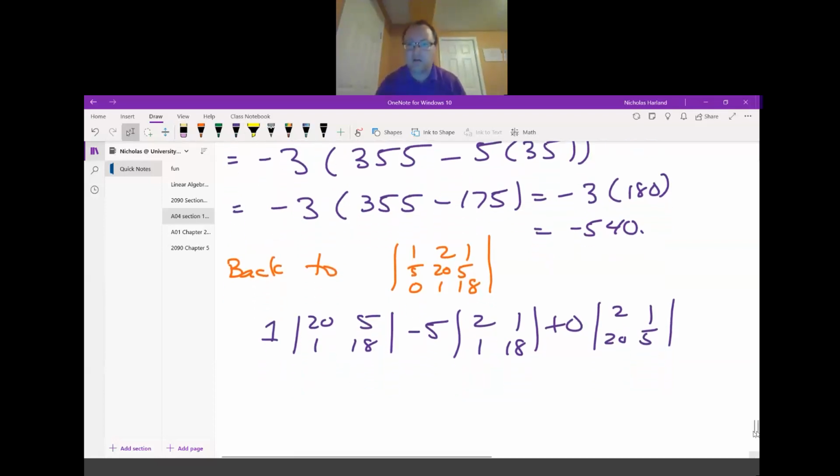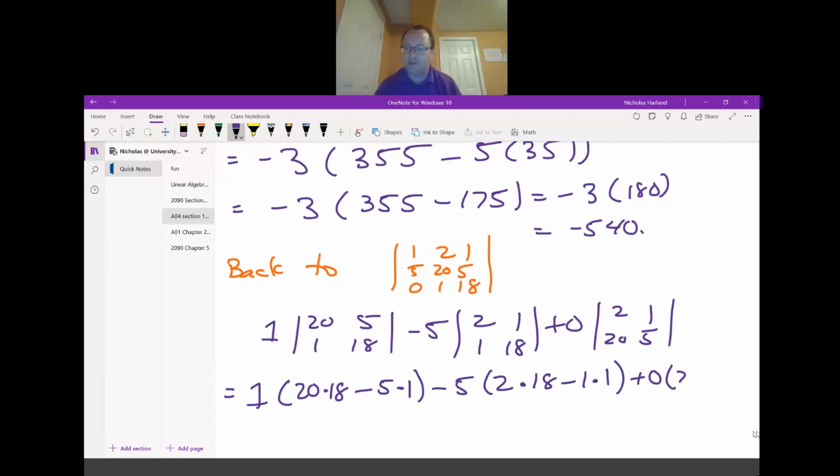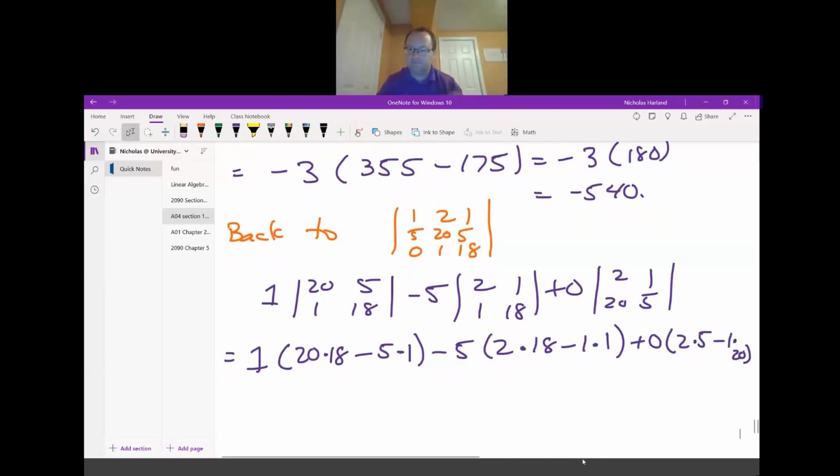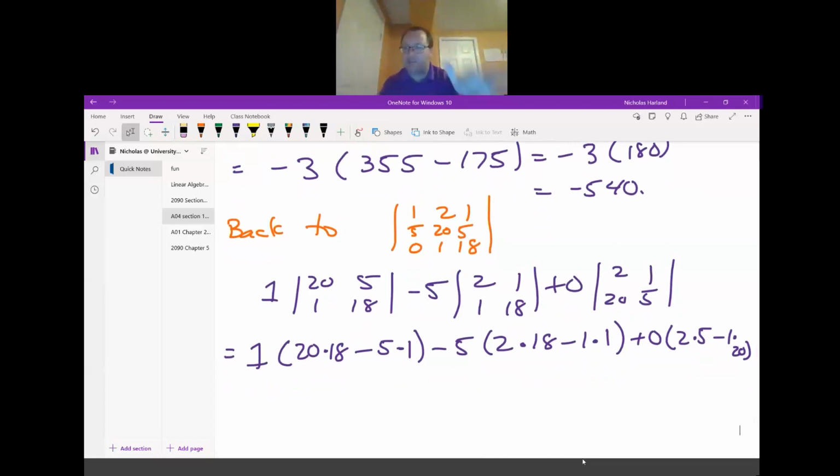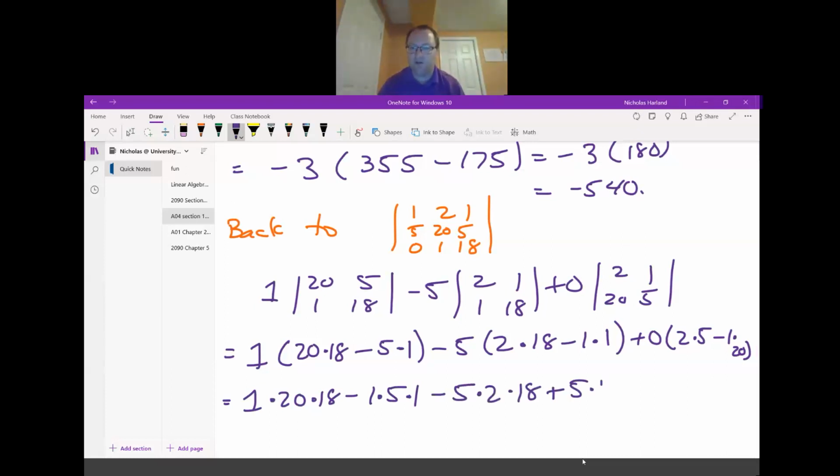We're going to have a little bit of fun here, and I'm going to write it out as 20 times 18 minus 5 times 1, minus 5 times 2 times 18 minus 1 times 1. And I'm even going to write this: minus 1 times 20. So instead of actually multiplying, I'm just going to write out the factors. Same thing here, distributive property: minus 1 times 5 times 1, minus 5 times 2 times 18, plus 5 times 1 times 1, plus 0 times 2 times 5, minus 0 times 1 times 20.